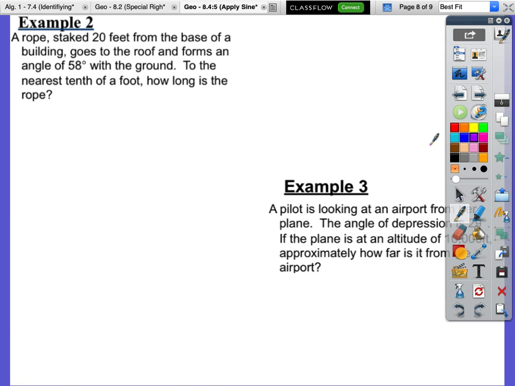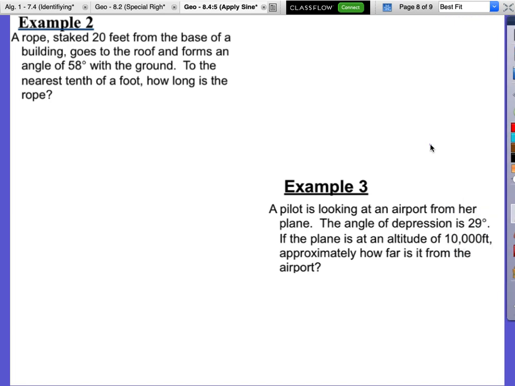Example 2. A rope 20 feet from the base of a building goes to the roof and forms an angle of 58 degrees with the ground. To the nearest tenth of a foot, how long is the rope?